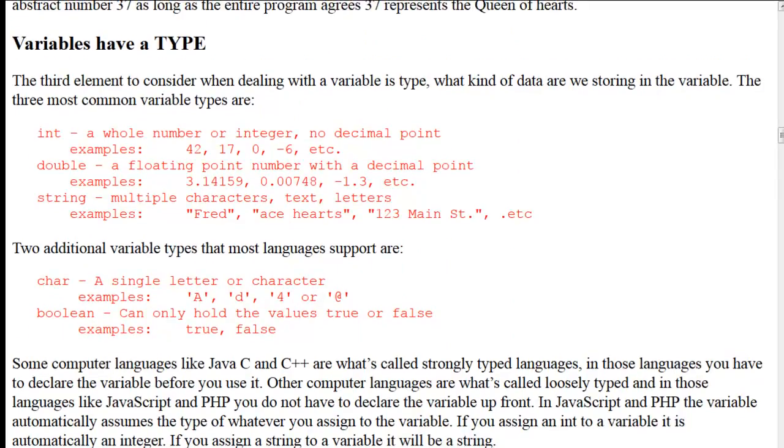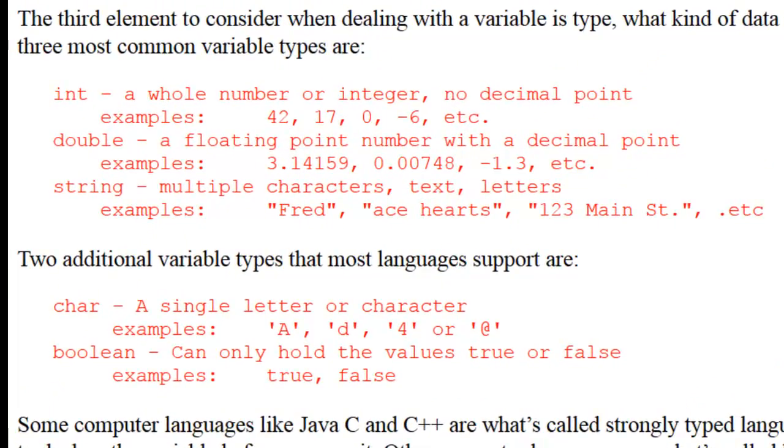Variables have a type. The third element to consider when dealing with a variable is the type. What kind of data are we storing in the variable? The three most common types are an int, a whole number or integer, no decimal point. Examples are 42, 17, 0, -6, etc.